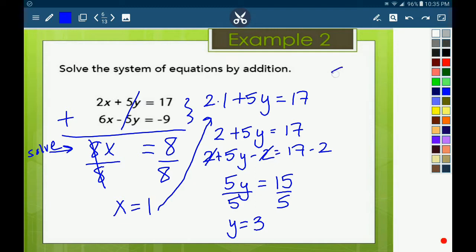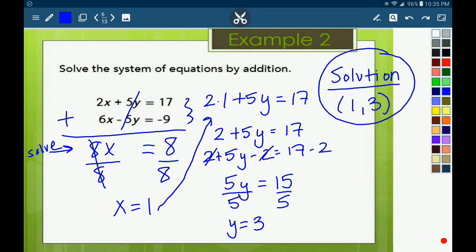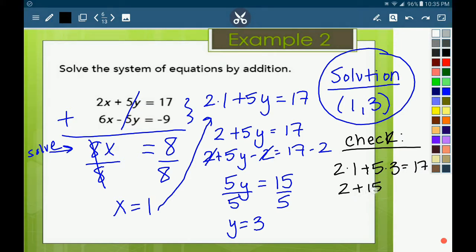So my solution is going to be x comma y, so 1, 3. Before we stop, we should definitely also check this to make sure we did everything correct. So 2 times 1 plus 5 times 3, does that equal 17? 2 times 1 is 2, 5 times 3 is 15. 2 plus 15 definitely does equal 17.